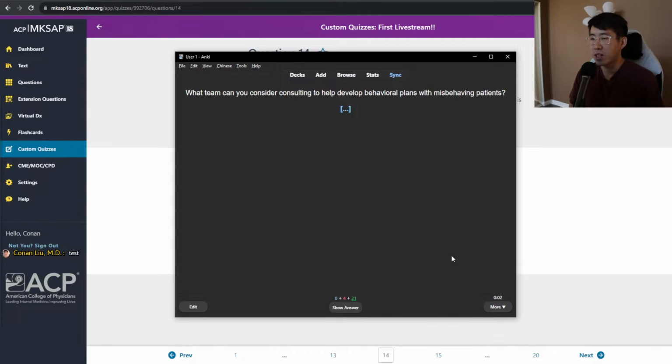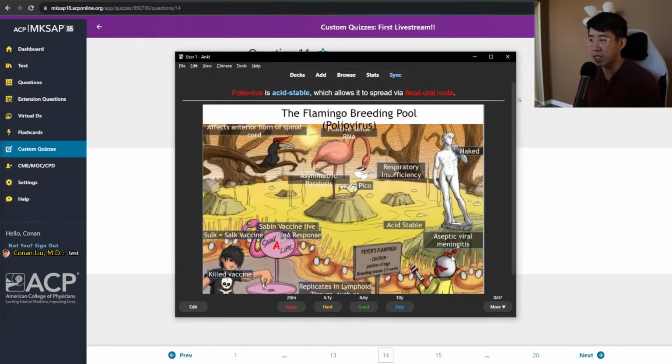What team can you consider consulting to help develop behavioral plans with misbehaving patients? This is something that's available at UC Davis. It's the best team. Poliovirus is acid stable, which allows it to spread fecal-orally.